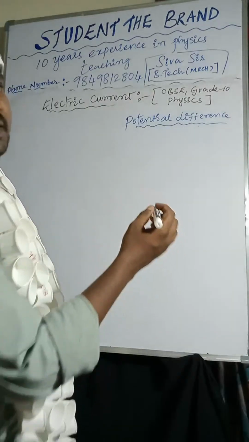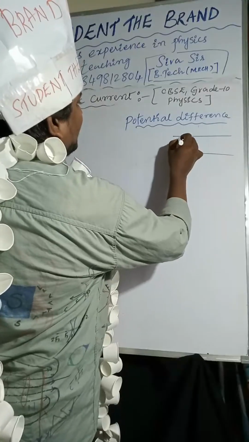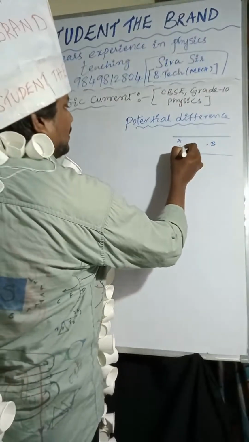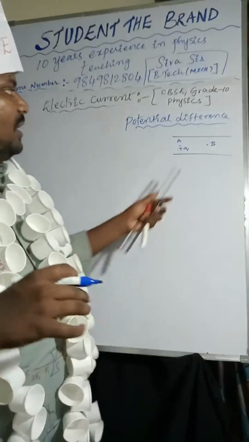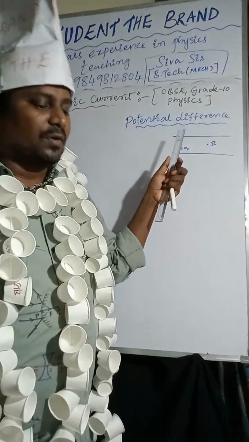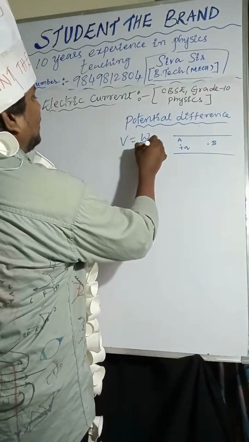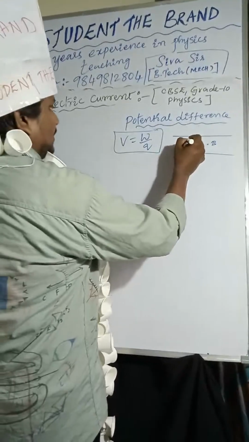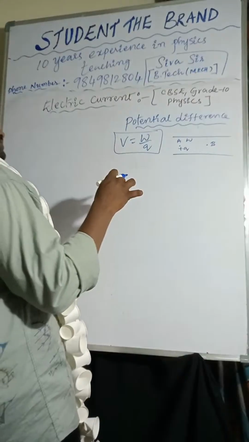If it is happening within the conductor, from point A to point B, we are doing some work. The positive terminal is there. We are doing some work to bring a unit positive charge from point A to point B. So V equals W by Q. We do some work to bring the unit positive charge from one point to another point within the conductor, and that is called potential difference.